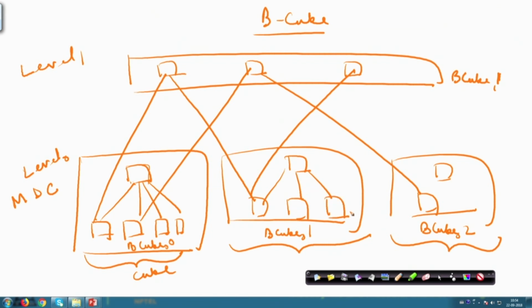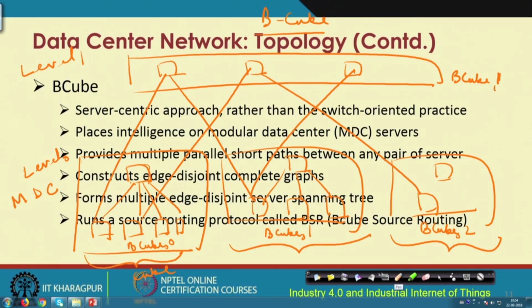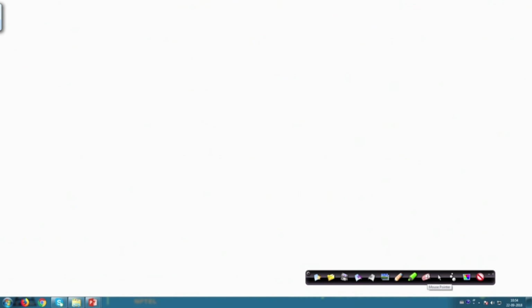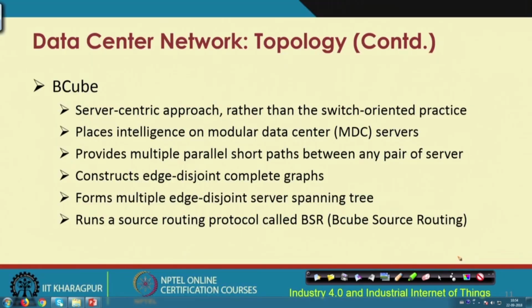This is how your B cube architecture grossly looks like. So, we proceed further and we try to have a look at the different properties of the B cube architecture.